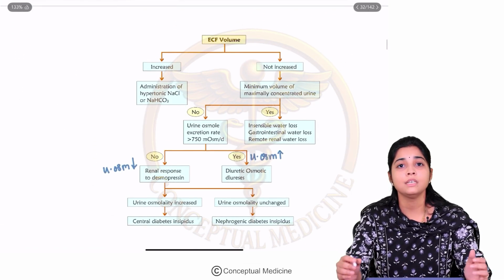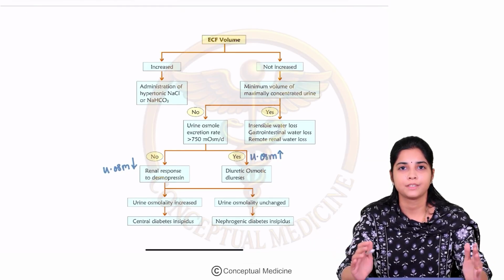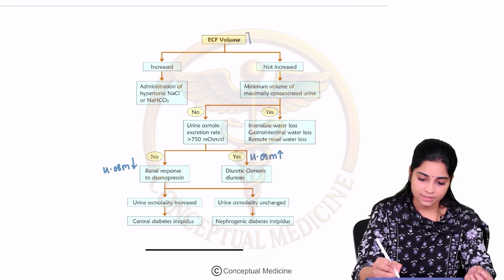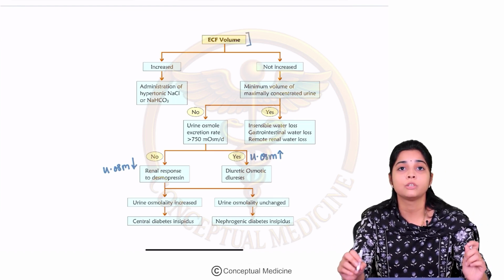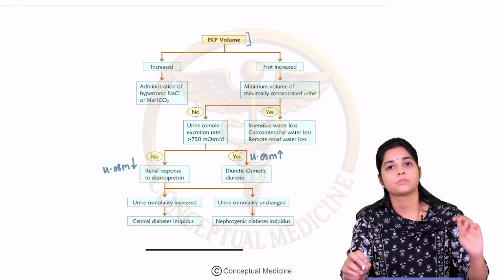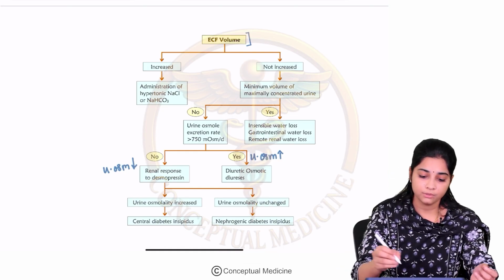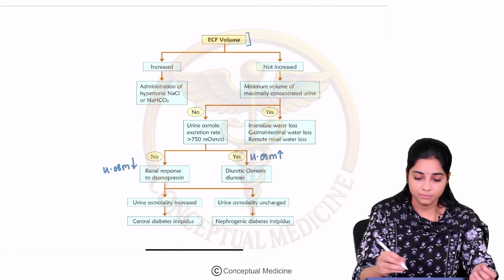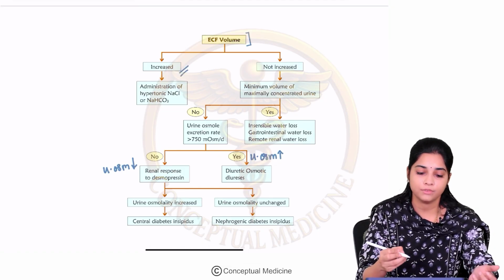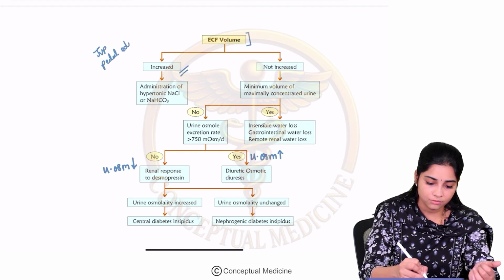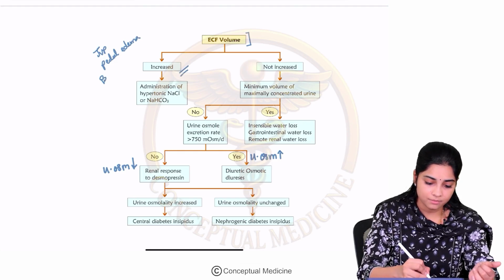Now let us look at the approach to hypernatremia. We look at the ECF volume first. Similar to the approach to hyponatremia, here also we do the volume status examination. We look at whether the ECF volume is increased. How do we look at it? We have already seen in the chapter on hyponatremia. You look at the JVP, you look for pedal edema, you look for bibasal crepitations.